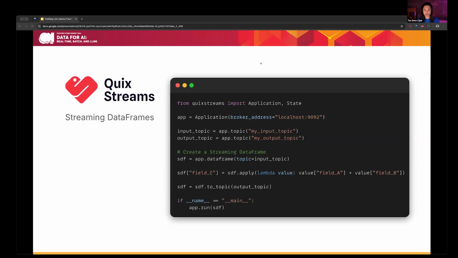So Quix Streams is an open source pure Python framework. It introduced this concept of streaming data frames. And some of you out there may be familiar with data frames from libraries like Pandas and Spark. It's a very convenient way to create tabular representations of data and manipulate it that way. You can see in the code that there's some simple setup to connect to a Kafka broker and set up the topics. You create a streaming data frame from that input topic. And it's a data frame that continuously refreshes in real time as soon as new data arrives.